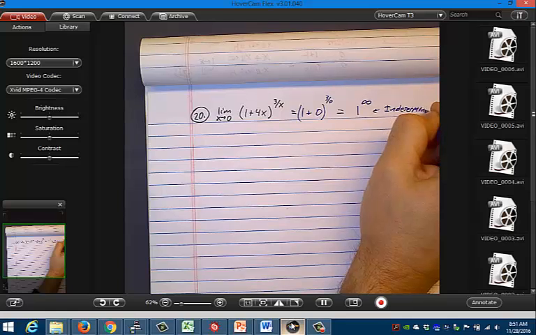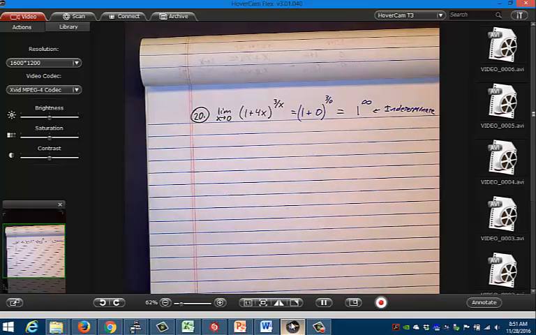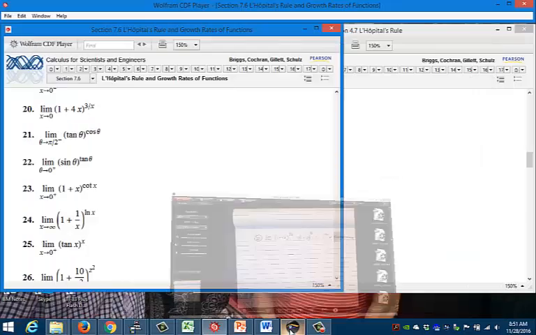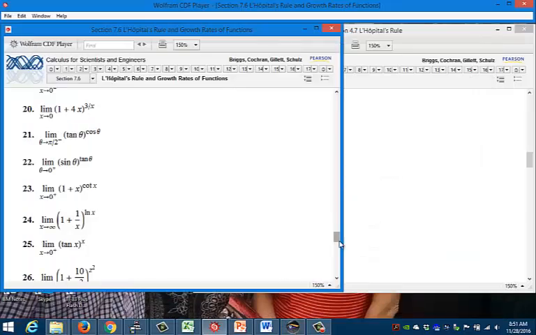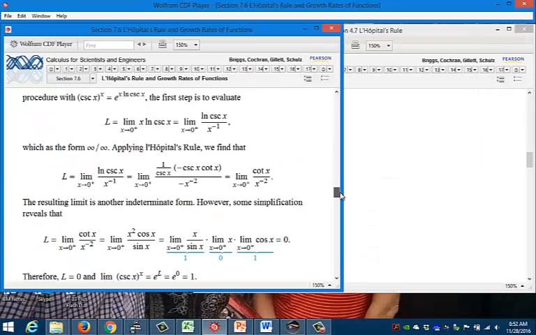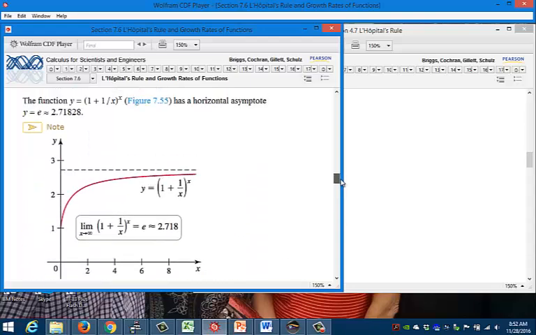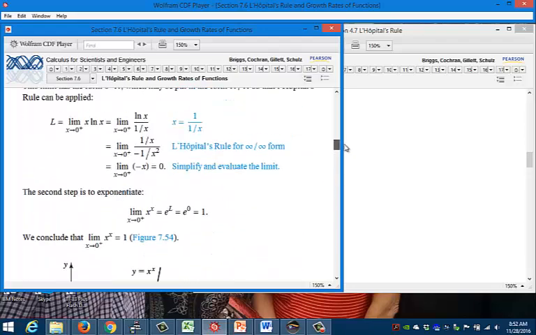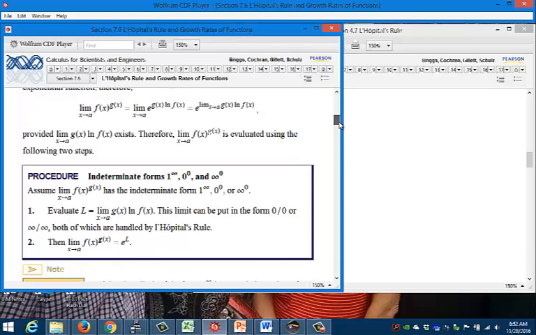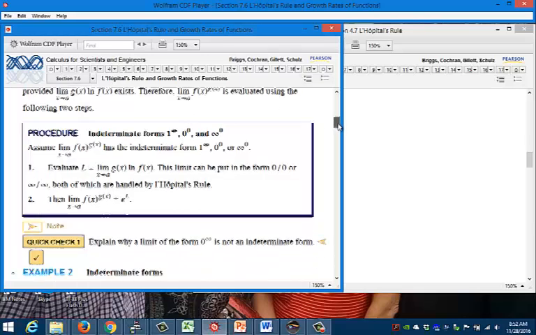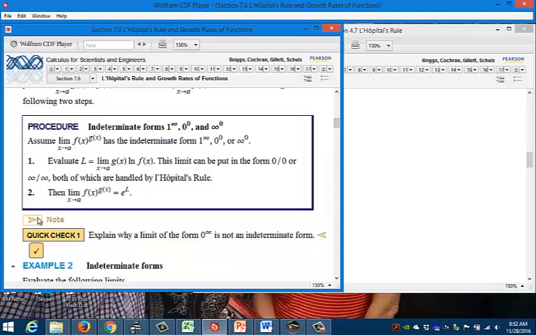So that's indeterminate. Now, why is that indeterminate? Well, if you have 1 to any power, it equals 1. But if that exponent is going to infinity, that's going to make things grow. And so they list them here, right? 1 to infinity, 0 to 0 is what we saw last time, and infinity to 0. All those are indeterminate.